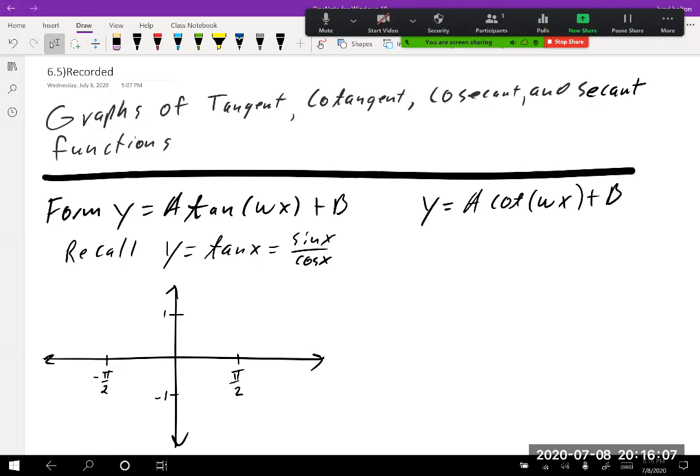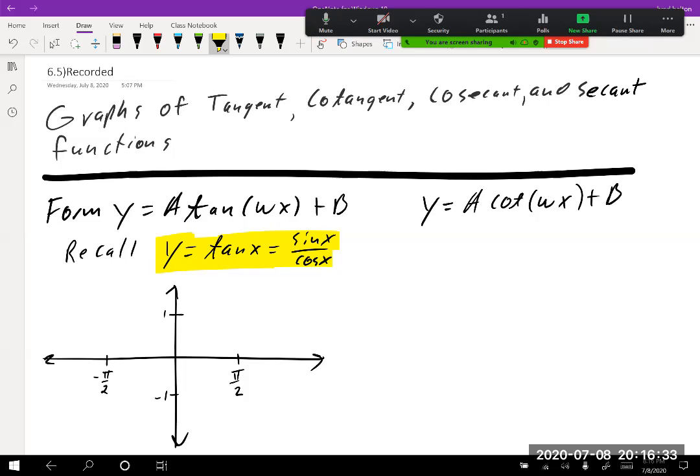So for this one, we have the form y equals a tangent omega x plus b, and we also have y equals a cotangent omega x plus b. I'm just going to start with tangent first because cotangent behaves almost exactly the same, but just flipped around a little. I want you to recall that y equals tan x, tangent is really sine over cosine.